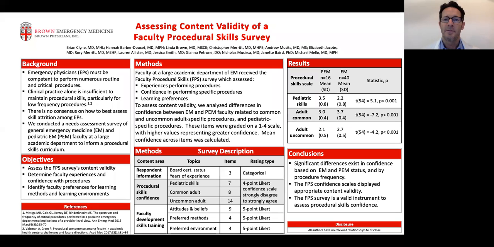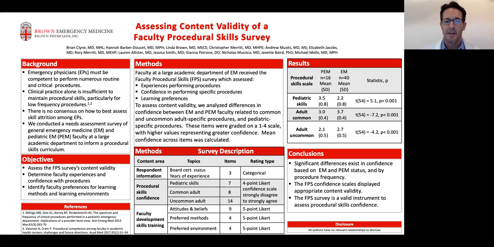So for the methods of this project, the survey was developed through a very iterative process. We initially looked at the entire universe of adult emergency medicine and pediatric emergency medicine procedures, surveyed our faculty on their experiences and confidence level performing those procedures, and then asked for their learning preferences. One of the first steps was determining the content validity, which is really how well an instrument covers the relevant parts of a subject that it purports to measure. That was the focus of this particular analysis. So we assessed the content validity of the survey.